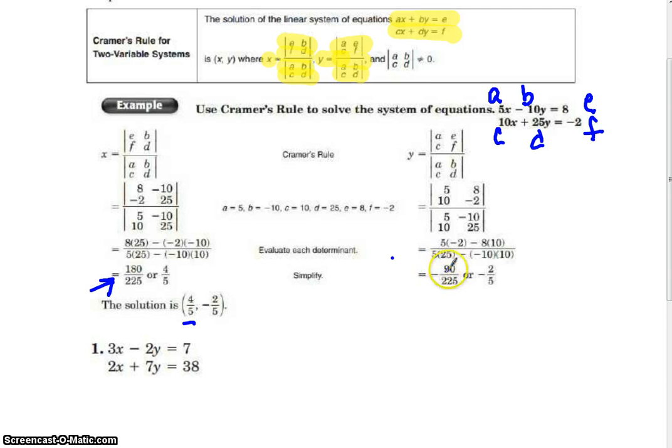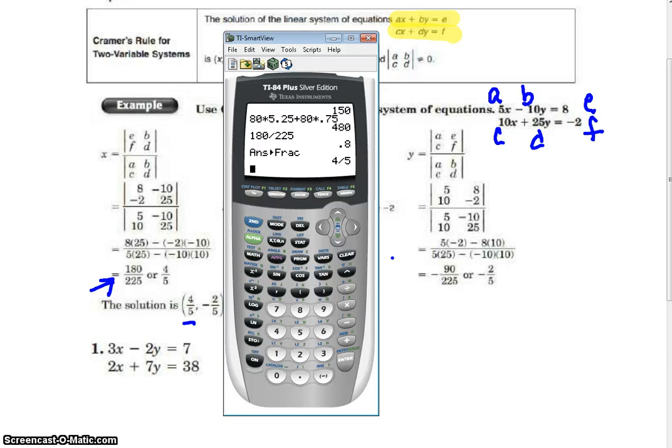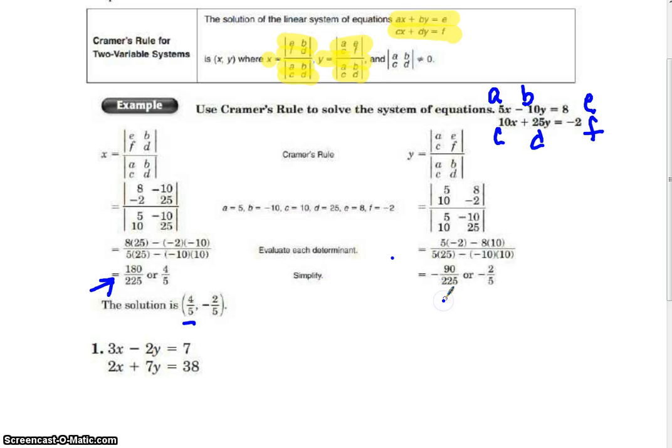Now the negative was actually with the 90. It doesn't matter a whole lot. So you would say negative 90 divided by 225, math, enter, and it's negative 2/5. Note, do you realize that the number on the bottom here and the number on the bottom here are the same? They will always be the same because the bottom of your formula is the same. You don't have to write it all out again.